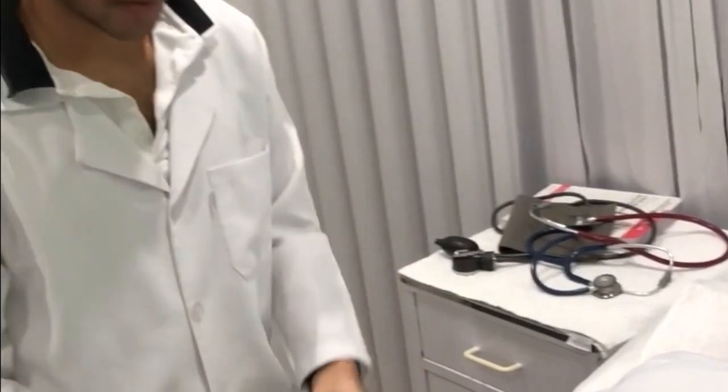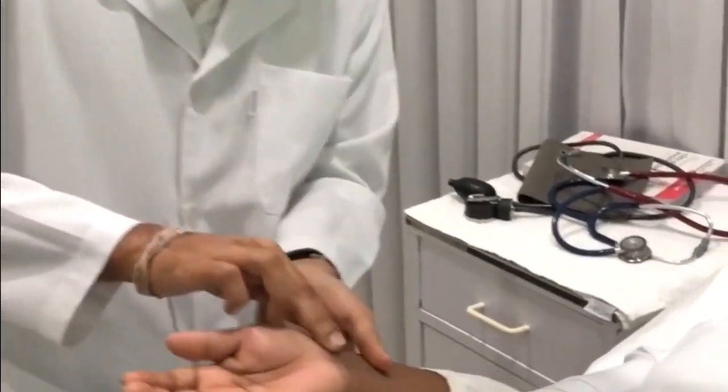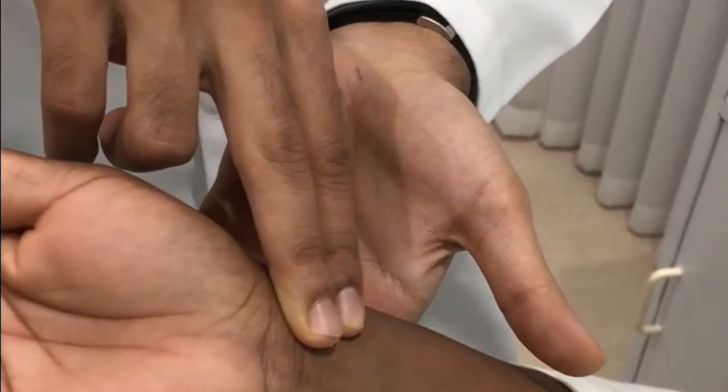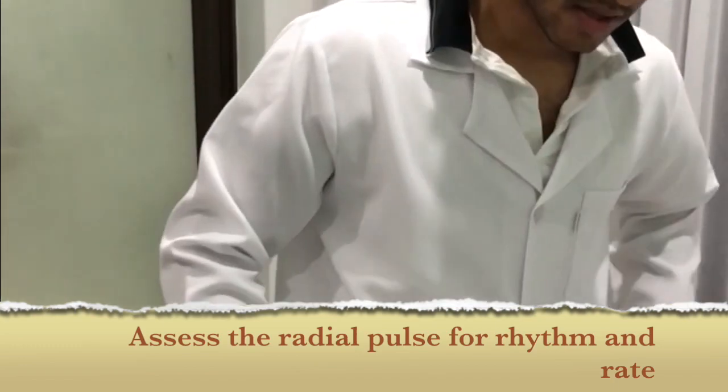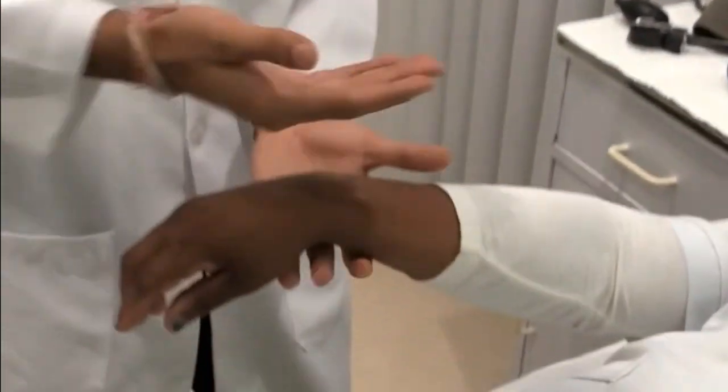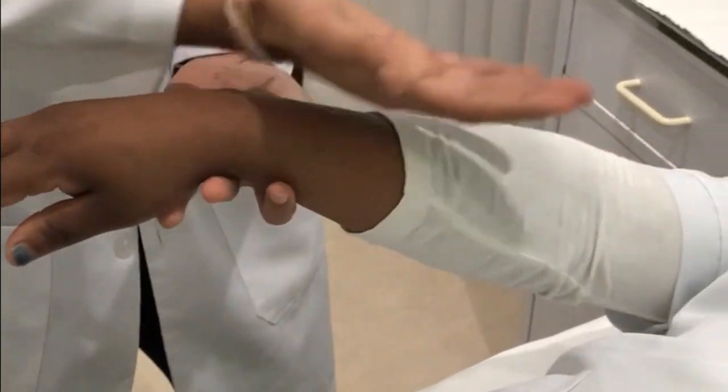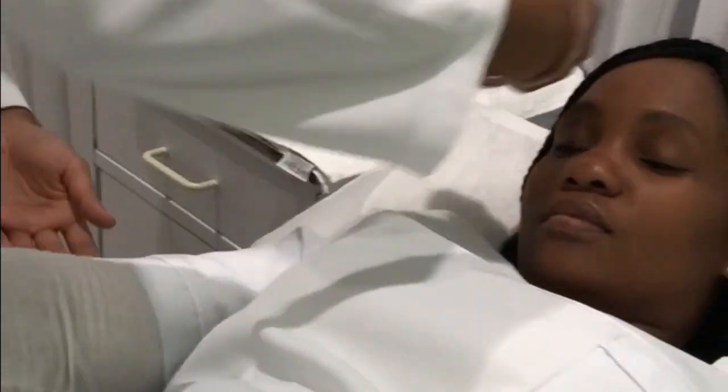Thereafter, we proceed to examine the pulses. You can assess the patient's radial pulse, lateral to the flexor carpi radialis tendon, assessing the pulse for regular or not, and you examine its rate. Thereafter, we examine the skin temperature. You place the back of your hand against the patient's skin, moving all the way up the arm towards the forehead.